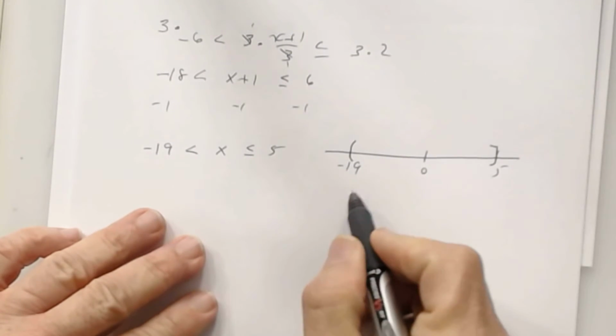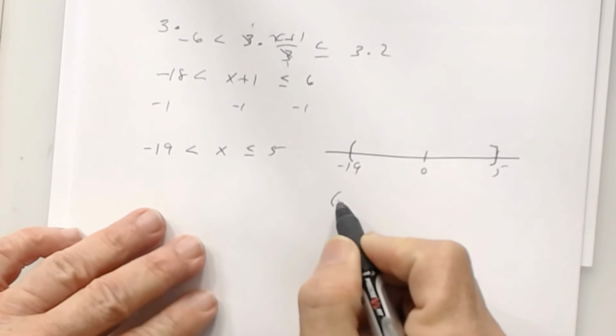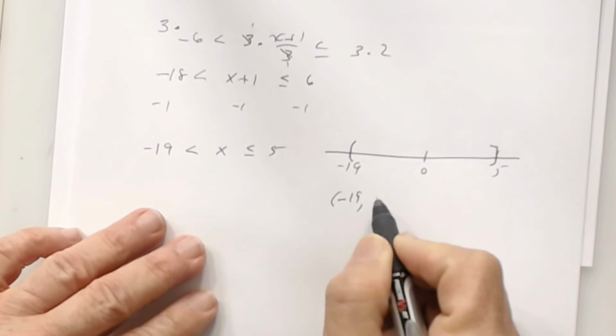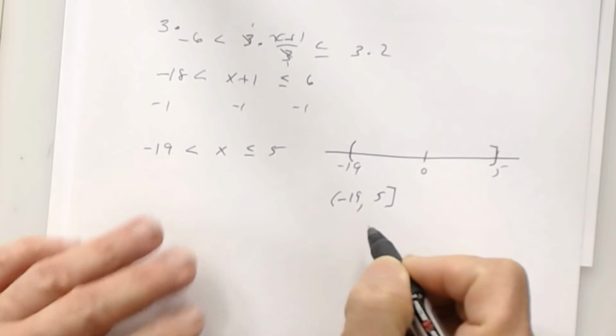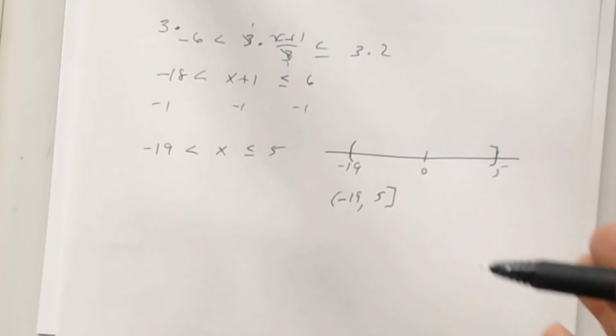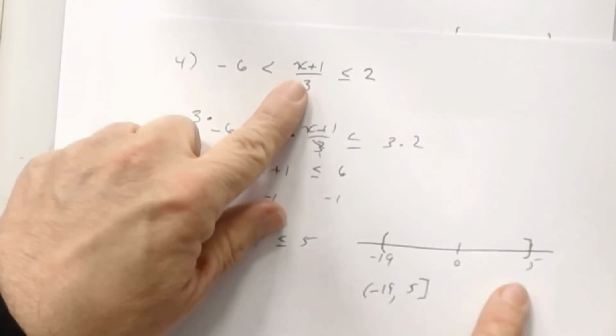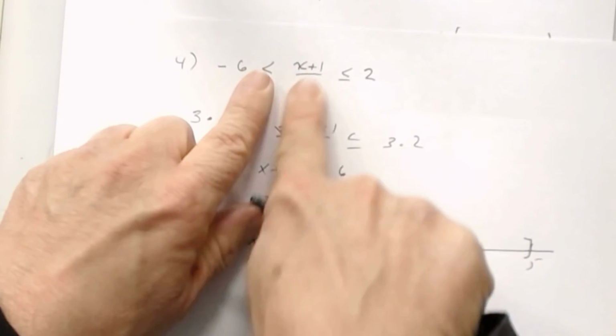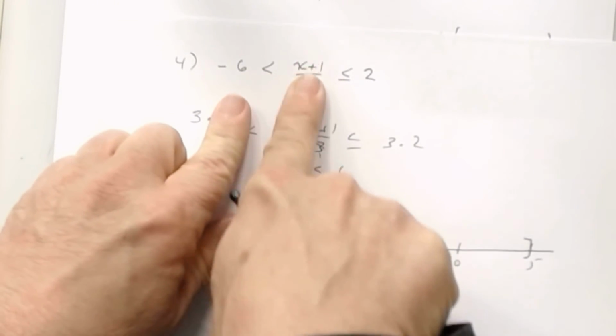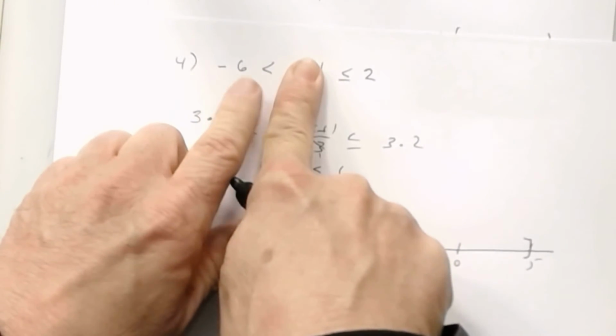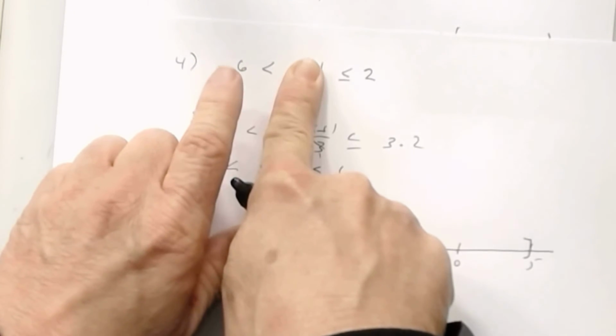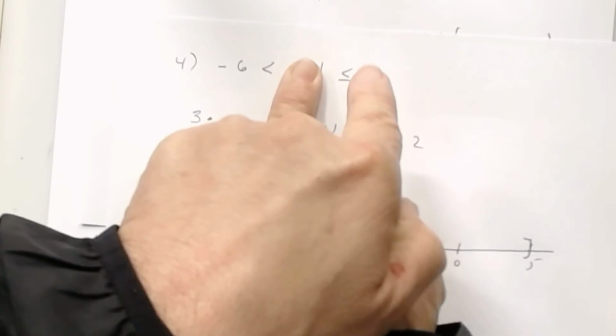All right, so in interval notation, you would say parentheses negative 19, comma, 5 with a bracket. Makes you understand why 11 didn't work. Because remember, this says whatever my solution is, when I substitute it, that number right here that I'm pointing to has to be between what number? Negative 6 and what? 2.